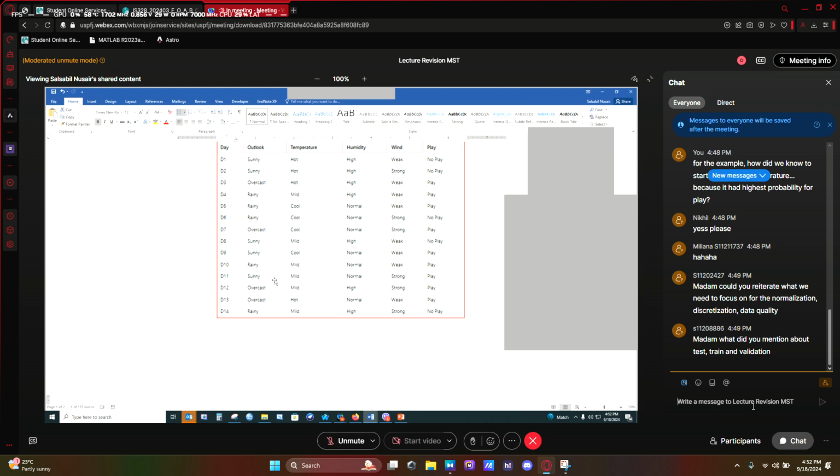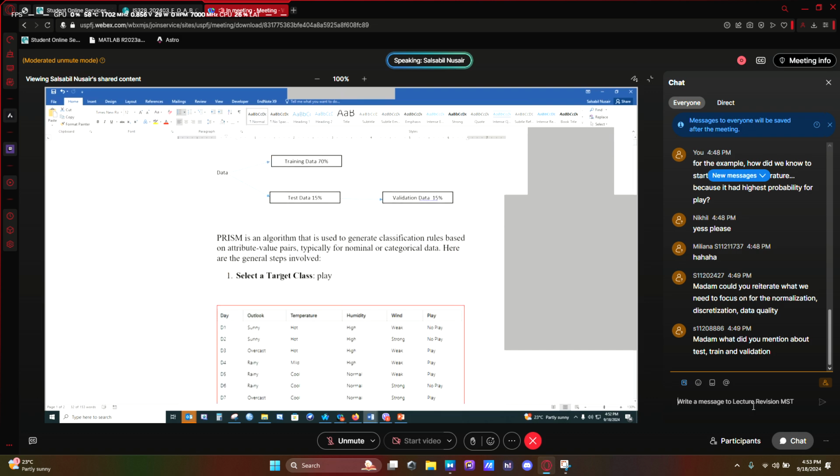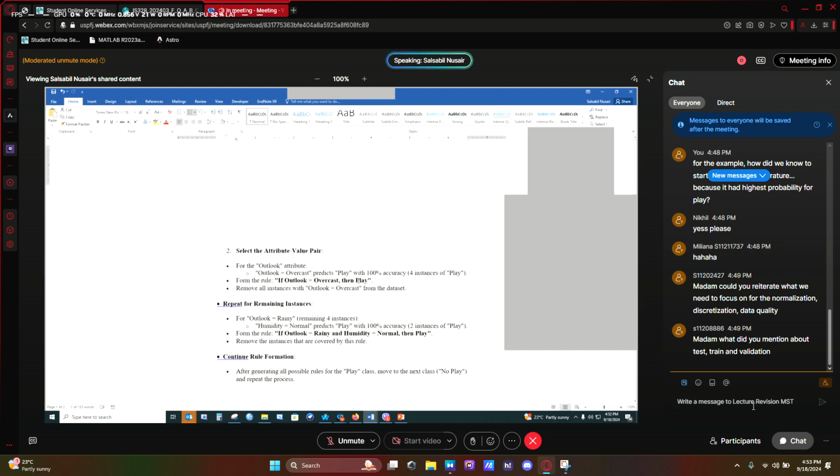Okay, so that's how you work with it. Yes, because you have to calculate it, but presumably because it had the highest probability. And here, this is just an example to show you how we go about it. First you want to select, it says here, number one, select the target class, select it to be play. Did they select it to be play? Yes, they selected it to be play as well.